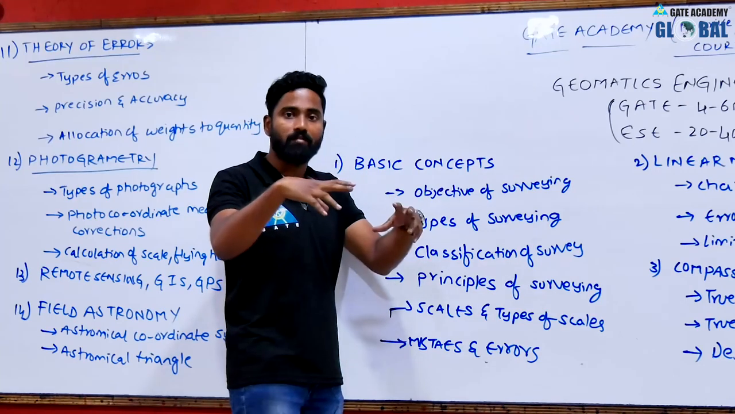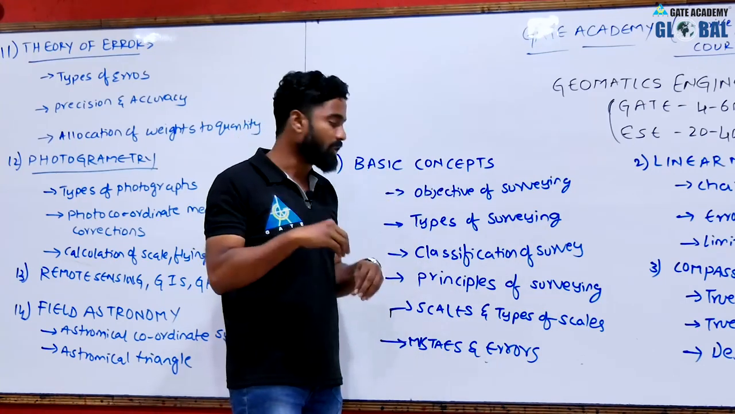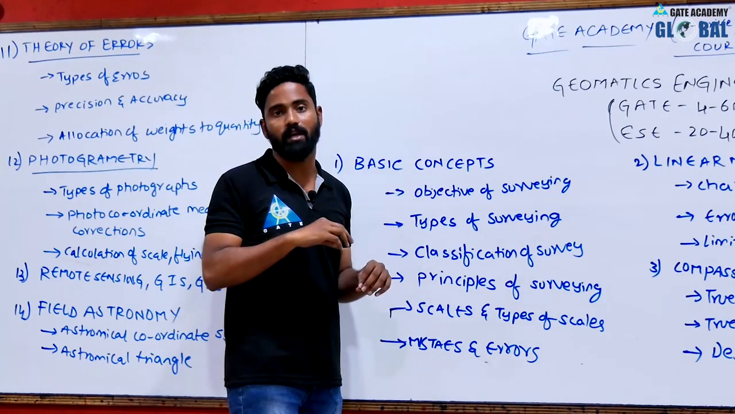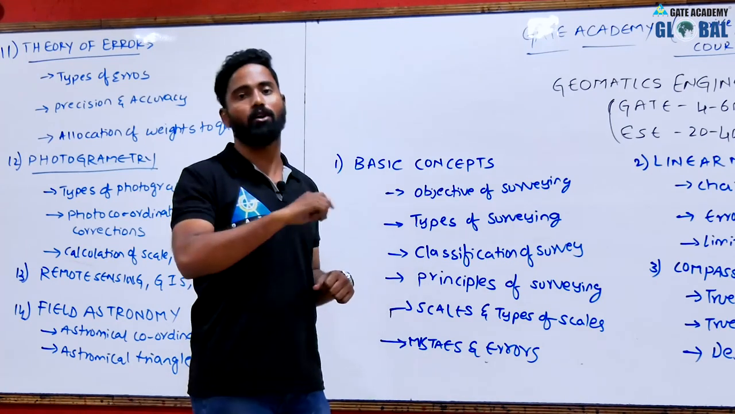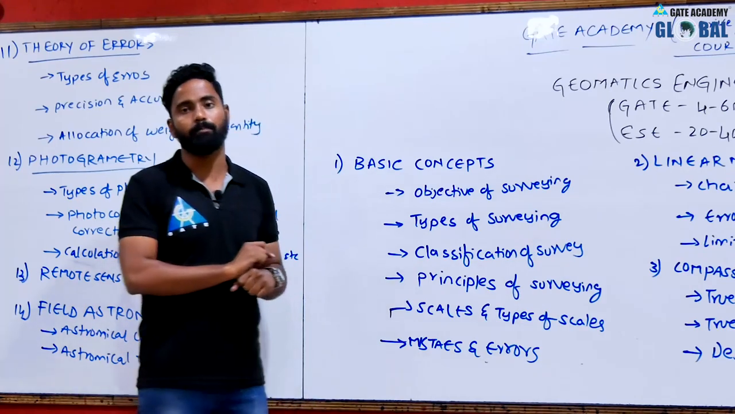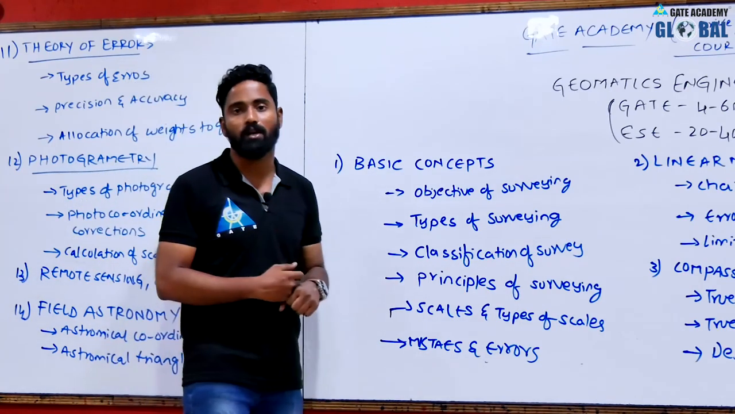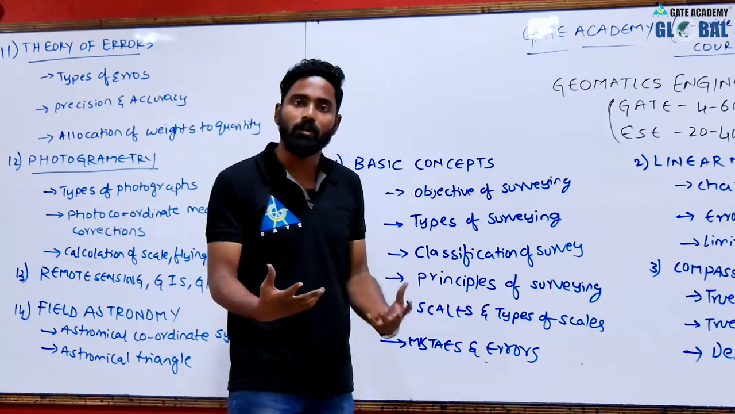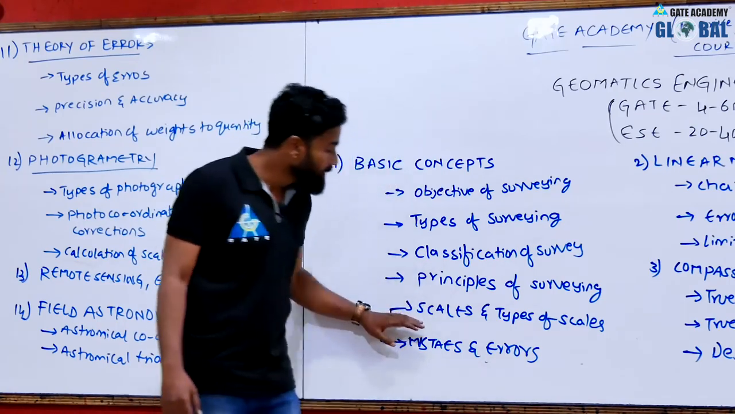That means for each and every scale, what is the least count of each scale? What is meant by least count actually, and what is the least dimension that can be measured? That is called least count. How you are going to find out the least count, everything will be seen over here.